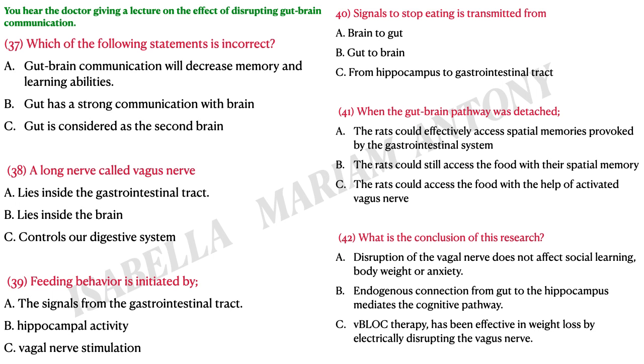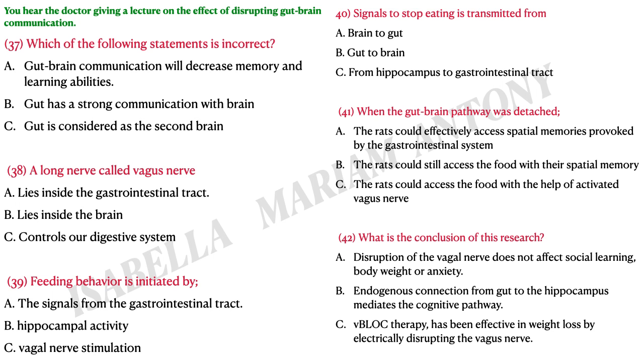A study conducted on this topic utilized a novel rodent model that terminates about 80% of gut to hippocampus communications while still retaining fundamental brain to gut motor signaling. The study revealed that when this gut-brain pathway was detached, the rats displayed impaired episodic and spatial working memory. That means the rats could not effectively generate and access spatial memories provoked by the gastrointestinal system. With this disrupted pathway, a fascinating link between our gut and memory is hypothesized.